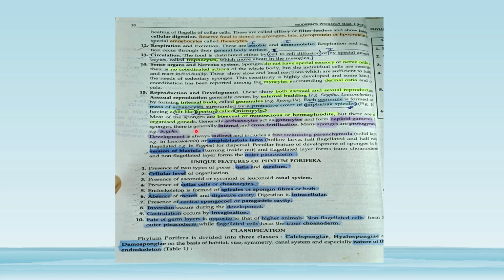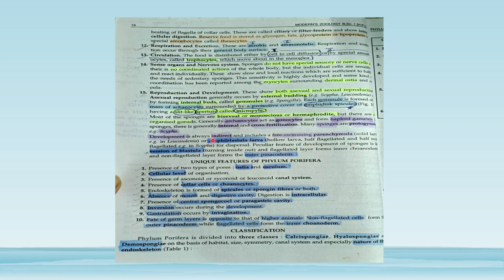But there are no organized gonads. Generally, archaeocytes act as gonocytes and form haploid gametes. So there is a haplontic reproduction. And there is generally internal and cross fertilization. Many sponges are protogynous, for example Hypha. Development is always indirect, includes free swimming parenchymula, a solid larva in Leucosolenia, or amphiblastula, a hollow larva, half flagellated.